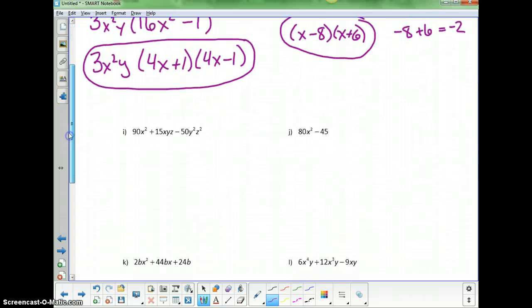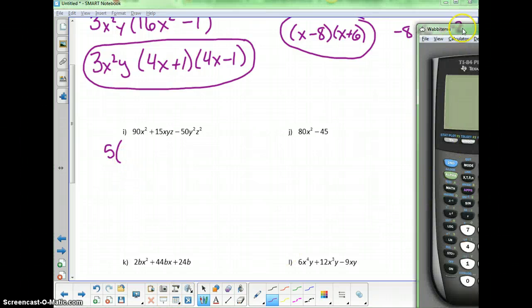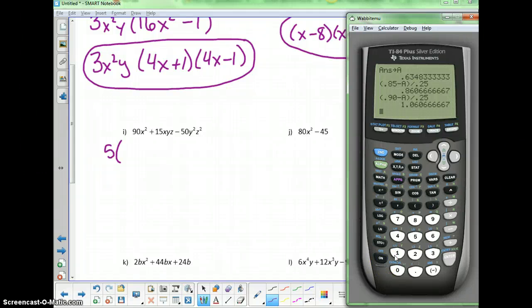Okay, letter I. 3 terms. I can divide those all by 5. And they don't have anything else in common. There's no letter that's in common, so just the 5. Okay, 5 goes into 90 how many times? Let's grab a calculator real quick to make sure we get this right. 90 divided by 5 is 18.